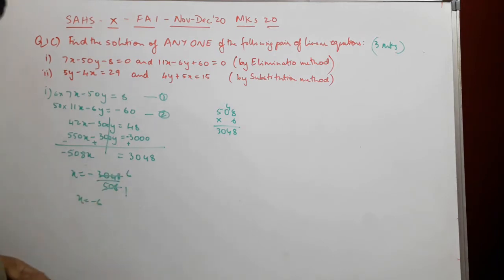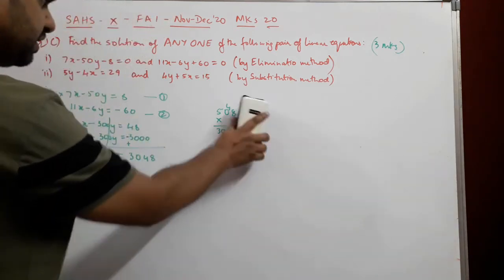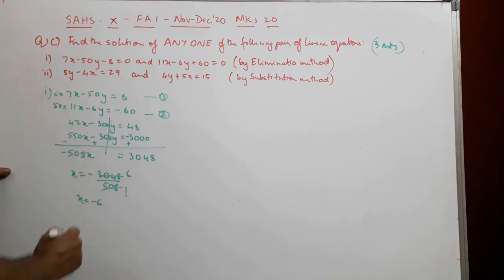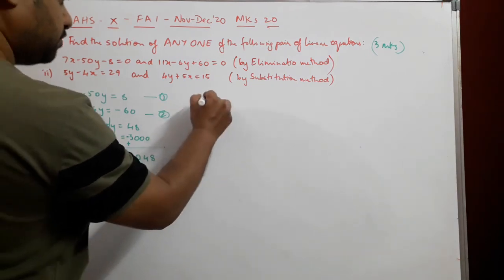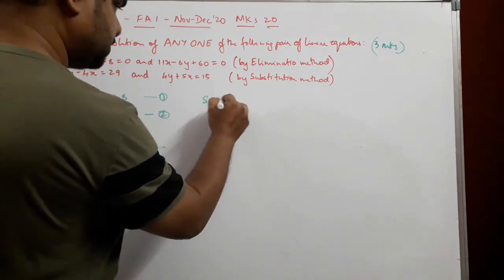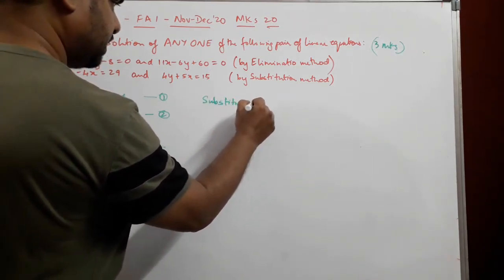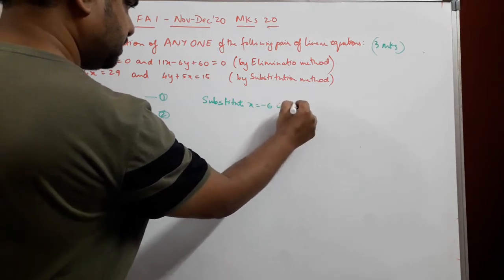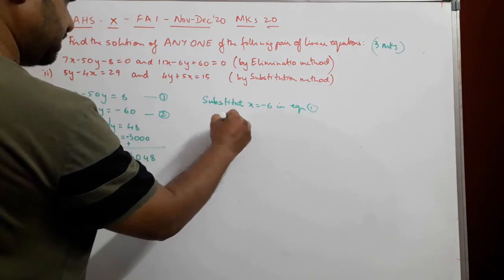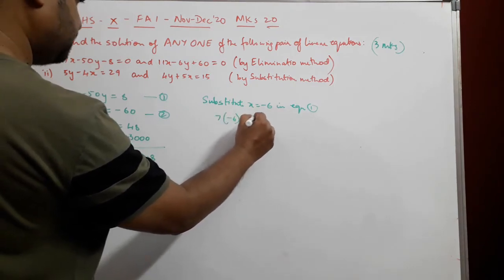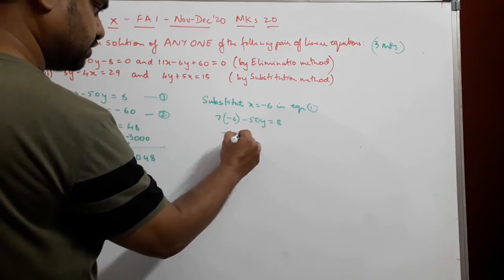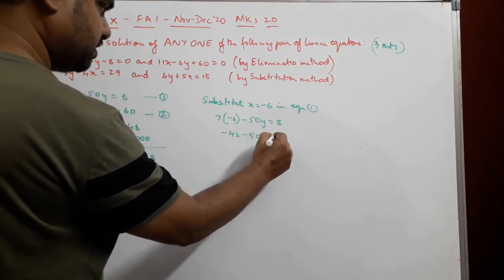Now the next job is to substitute x equal to minus 6 in either equation 1 or 2. Okay, so what I'll do is I'll substitute it in equation 1. Substitute x equal to minus 6 in equation 1. Let's see what we get. 7 into minus 6 minus 50y equal to 8. 7 6s are 42, minus 42 minus 50y equal to 8.